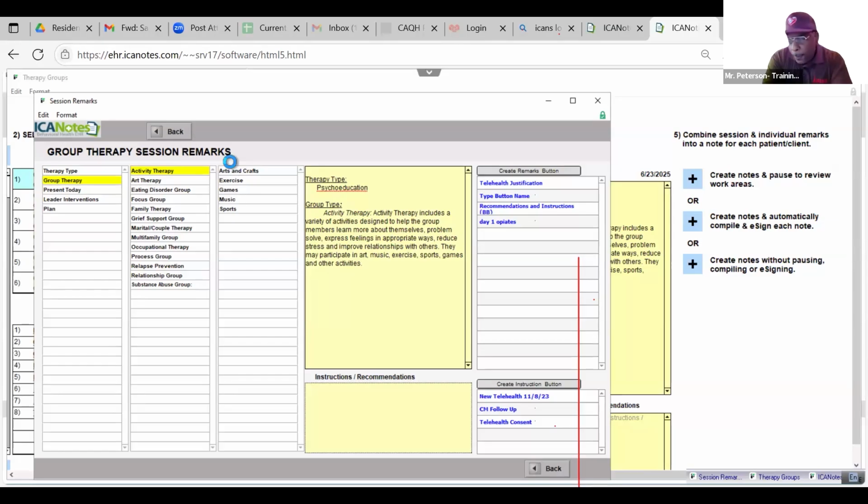And the great part about those curriculums is that they already have a lot of the questions that you need to ask to be able to write a good quality progress note.